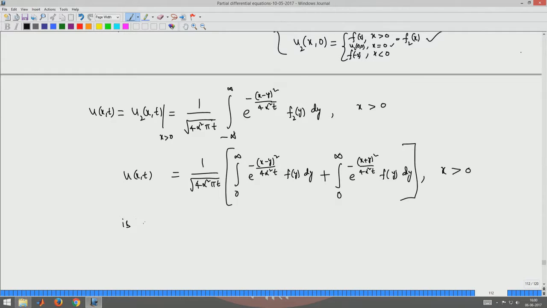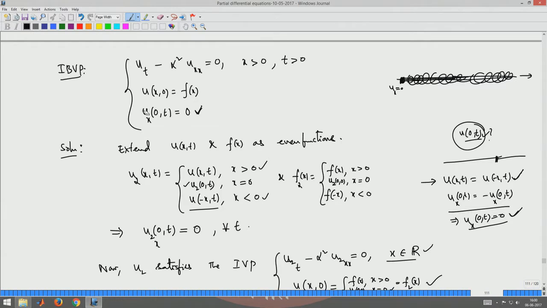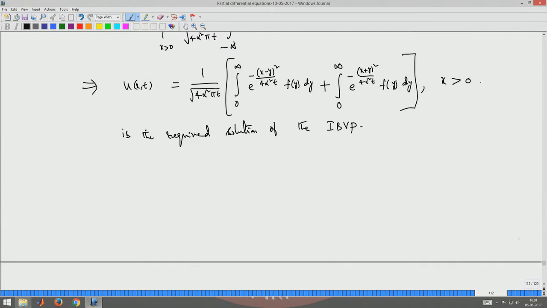So, this implies u is the required solution of the initial boundary value problem, okay. So, that is here. So, this is what you have. This is the initial boundary value problem. When you consider this rod with insulated end, what is the diffusion process for this initially heated semi-infinite rod, okay. So, this is how you find the solutions, okay.